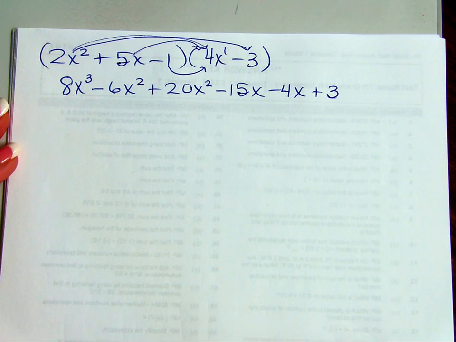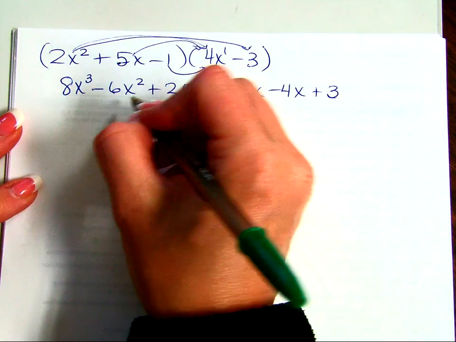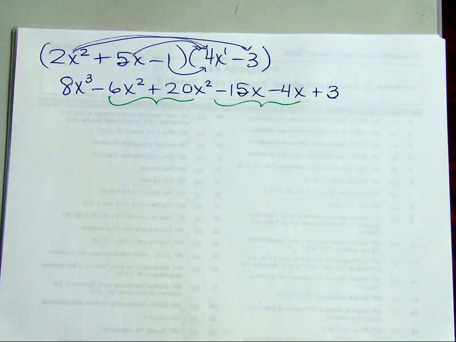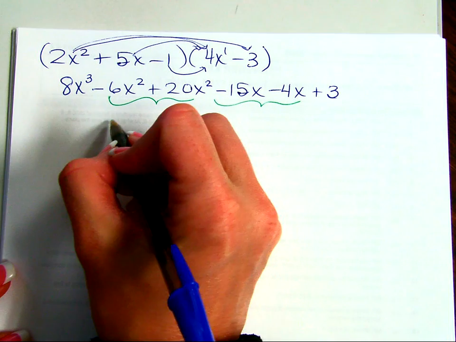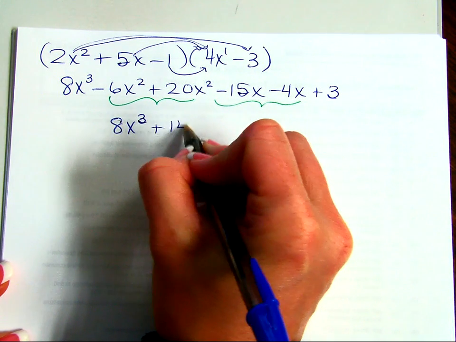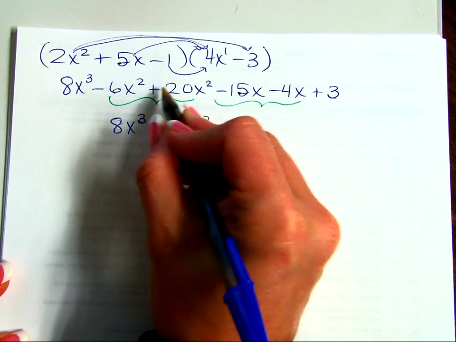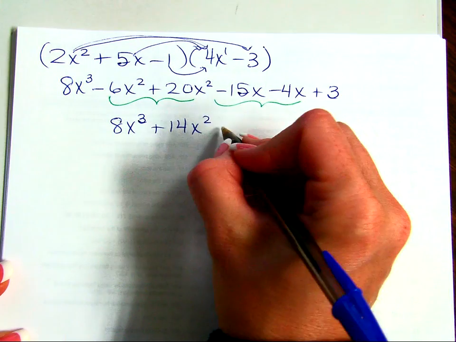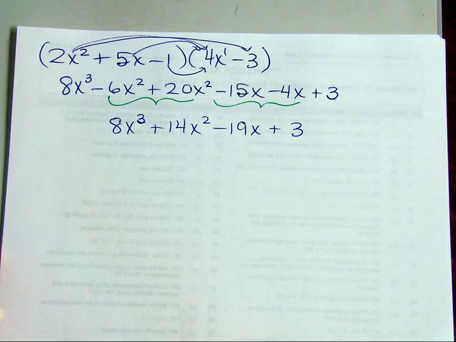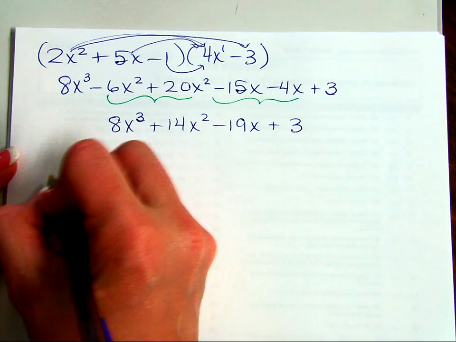Okay. Now I look to see if I have any like terms. These two are squareds. These two are x's. The rest just gets brought down. So your final answer is going to be 8x cubed. Combine your like terms, positive, negative, obviously. Same signs, add and keep. And then your constant. Pretty easy? Okay, so you're basically distributing using your exponent rules.